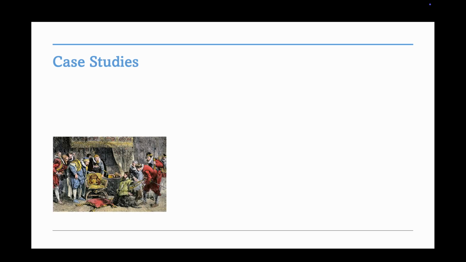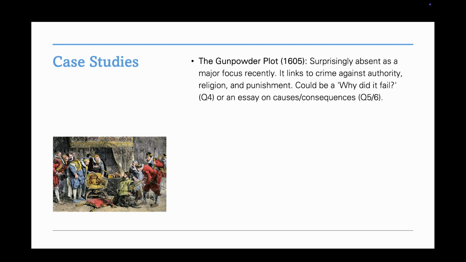Now let's talk about 3 case studies we think are especially worth your attention this year. These are topics that either haven't come up recently or connect really well with themes that often appear in questions. First up is the Gunpowder Plot of 1605. It's surprisingly been absent as a major focus in recent exams. This case study links strongly to crime against authority, religion, and punishment. It could appear in a "why did it fail" style question, that's a question 4, or in a broader essay on causes or consequences, like question 5 or 6.